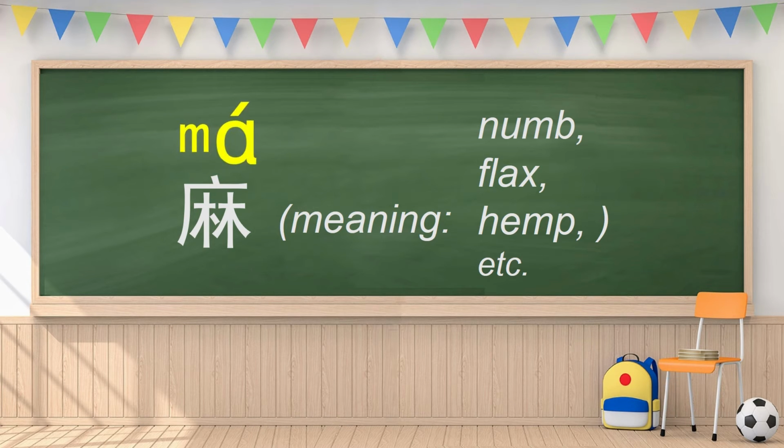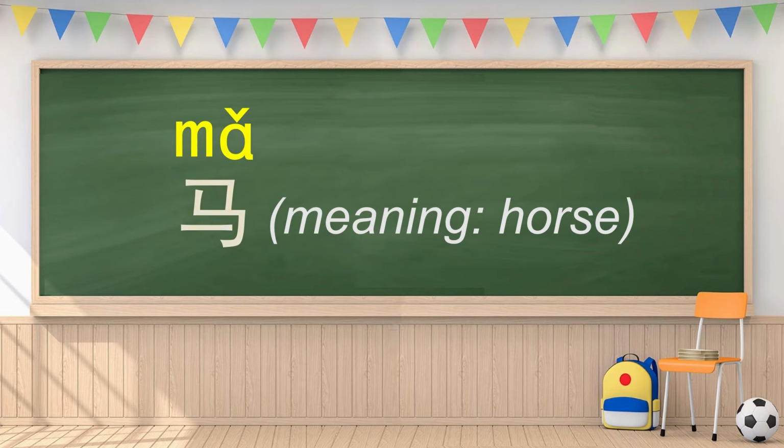The example of the third tone is the character ma, that means horse. If you would like to, you can follow me. Mǎ, mǎ, mǎ. Let's say it 3 times.